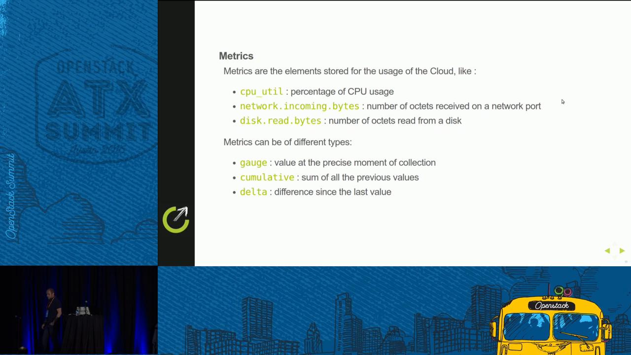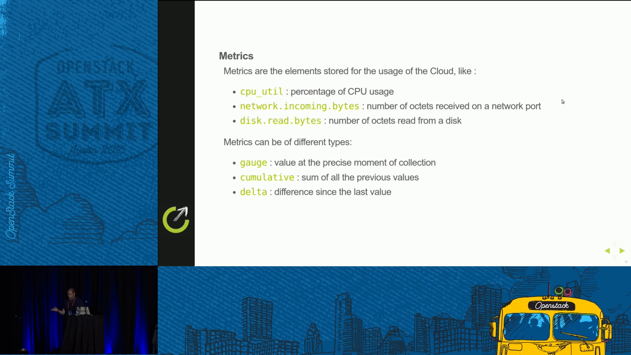So there are metrics that are generated by Ceilometer, which are, for example, CPU_util for the CPU usage of a VM, the number of bytes or packets read on the network, on the disk. And everything is pushed from Ceilometer to Gnocchi in this setup.